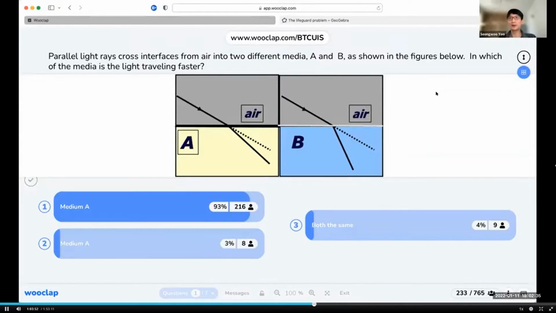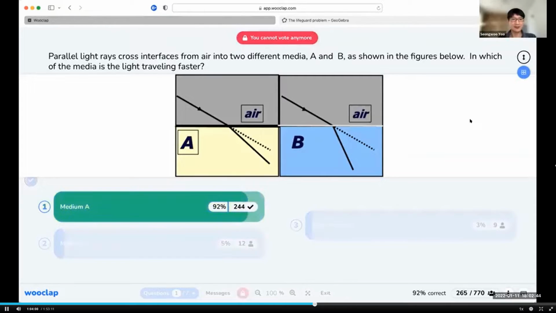Well, I'm going to close the vote in 5, 4, 3, 2, 1. Okay, so the correct answer is 1. I'm going to come back to those questions later. Okay, so for now, let me move on to the second question.